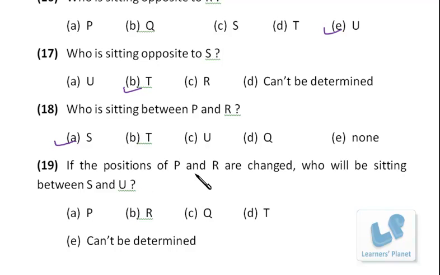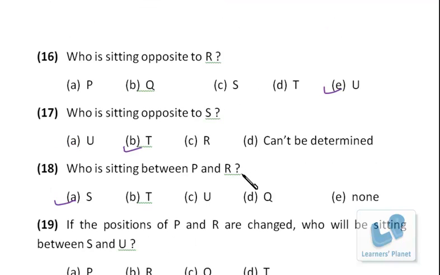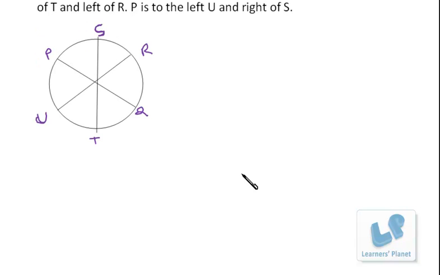Okay, if the positions of P and R are changed, who will be sitting between S and U? So, P and R are changed. We have to find out the position between S and U. And positions of P and R are changed. That means R is here and P is here. So, who will be sitting now between S and U? That is R.